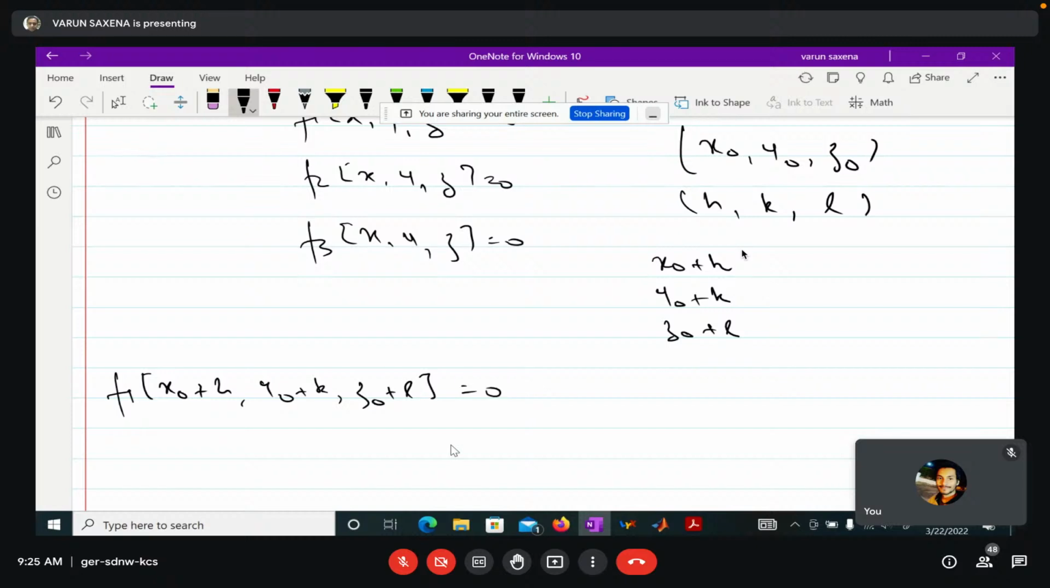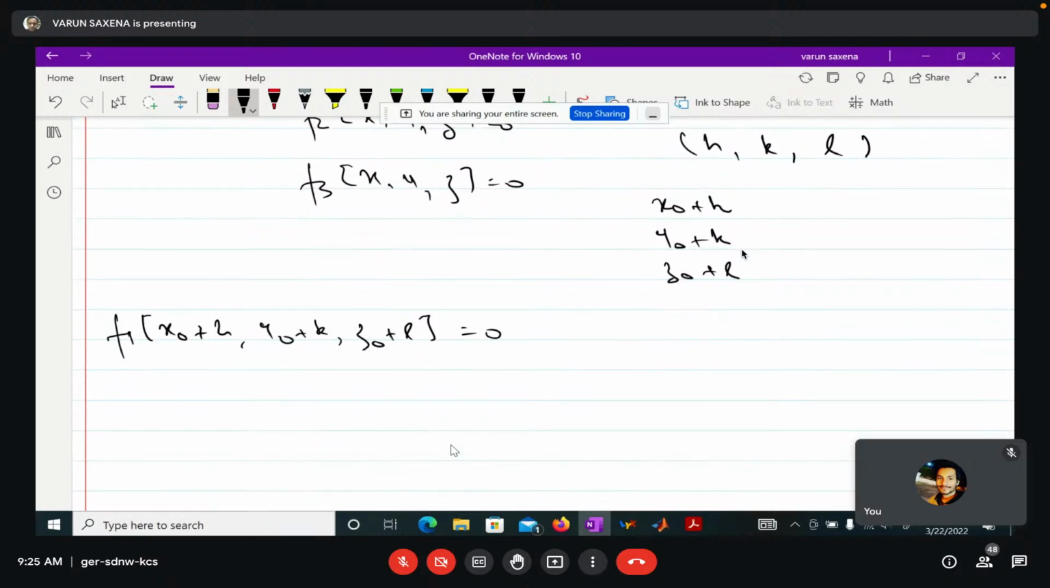And you will get some other equations also like this. So let me just write it fi, where i is 1, 2, and 3. So this is how you can just write it. So if you have to expand this in first orders of h, k, and l, then what would this be? So if I write fi as fi of x0 plus h, y0 plus k, z0 plus l, what would this be?